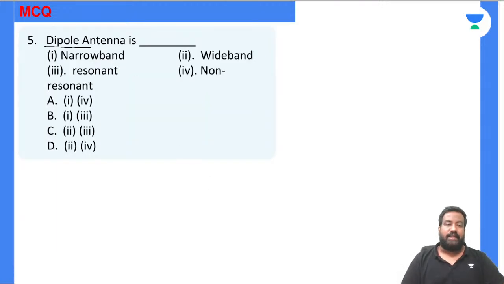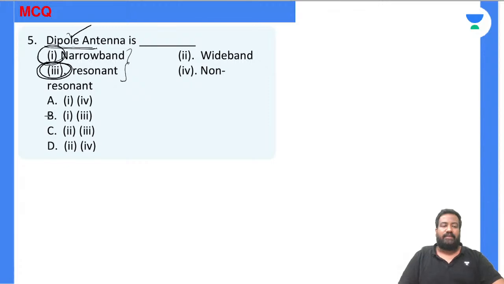Dipole antenna is, we all know dipole and monopole antennas are resonant antennas. There is no doubt, and they are sensitive to frequency, therefore they are narrowband antennas. They are narrowband and resonant. 1 and 3. Option B is the answer.